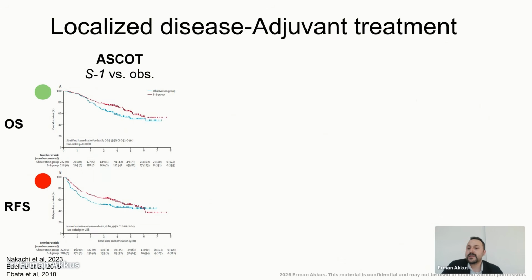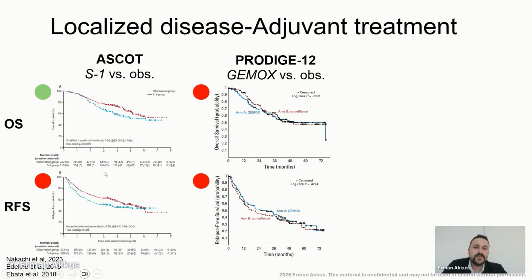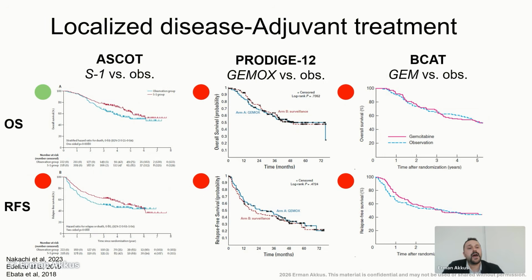There are some other trials in the adjuvant treatment of biliary tract cancers. The other is from the East, the ASCOT trial, S-1 versus observation. There was an OS benefit, but no RFS benefit. The PRODIGE trial investigated GEMOX versus observation, and there was no benefit in OS or RFS. And in the BCAT trial, gemcitabine versus observation was investigated, and there wasn't any benefit.